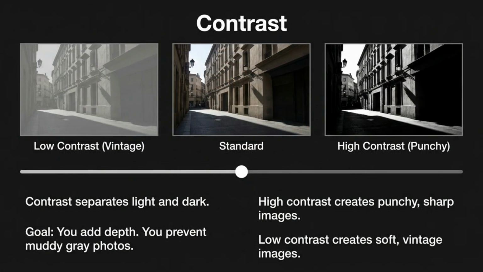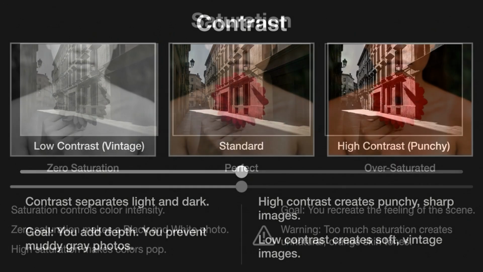Contrast separates light and dark, adding depth and preventing muddy gray photos. High contrast creates punchy, sharp images, while low contrast results in soft, vintage images.